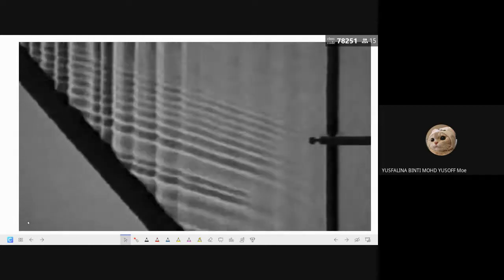You can see here the water wave comes from the right to the left, in this direction. When it hits the surface, it will be reflected. It will change direction and go up like that. So this is an example of the reflection of a water wave. The water wave travels from right to left, and after it hits the reflector, it goes up like that.